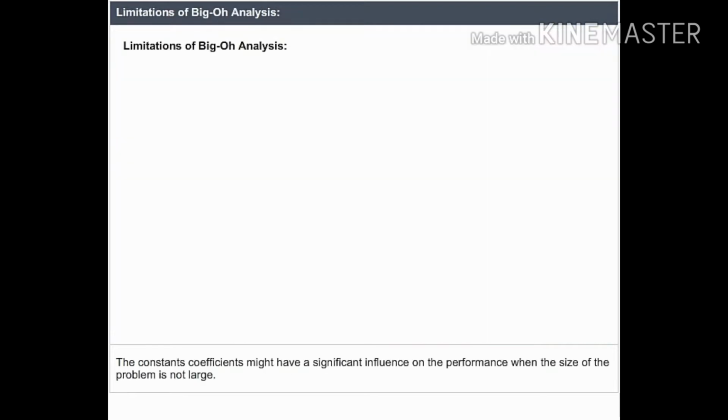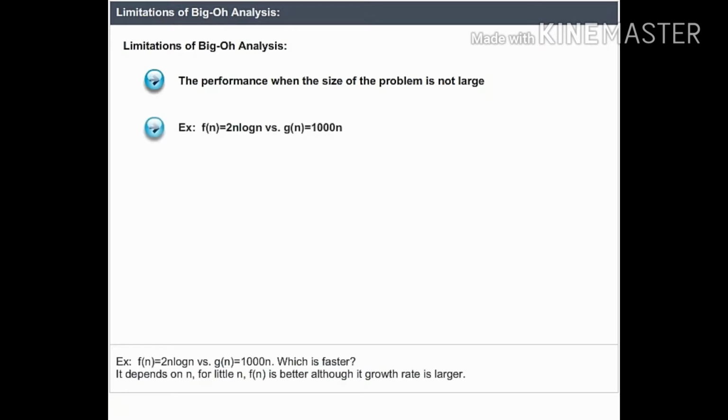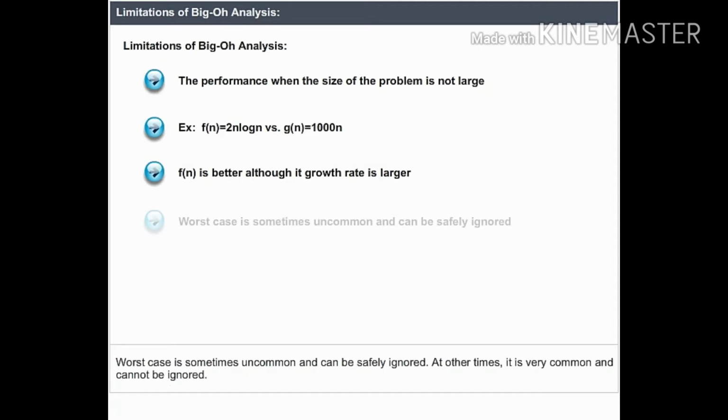Limitations of big O analysis. The constant coefficients might have a significant influence on the performance when the size of the problem is not large. Example: f of n equals 2n log n versus g of n equals 1000n. Which is faster? It depends on n. For small n, f of n is better, although its growth rate is larger.